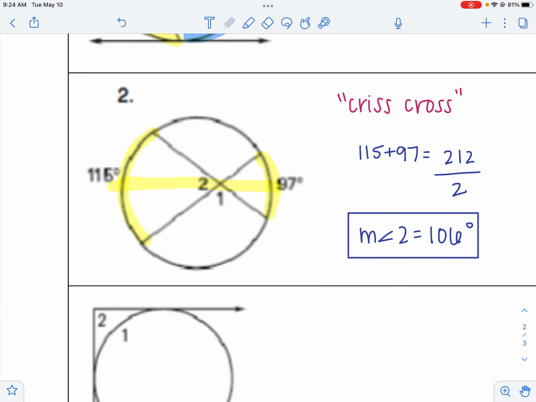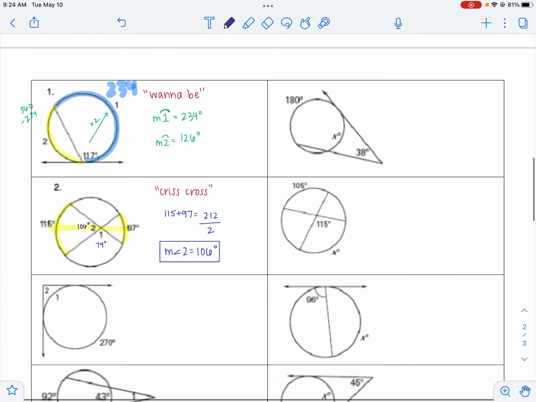Now, if we asked you for this angle right here, that goes way, way back. Remember that if they're next to each other, they add up to 180. So angle 2 is 106. I found that by adding the arcs and dividing by 2, but I could find angle 1 by just subtracting from 180, which would be 74 degrees.